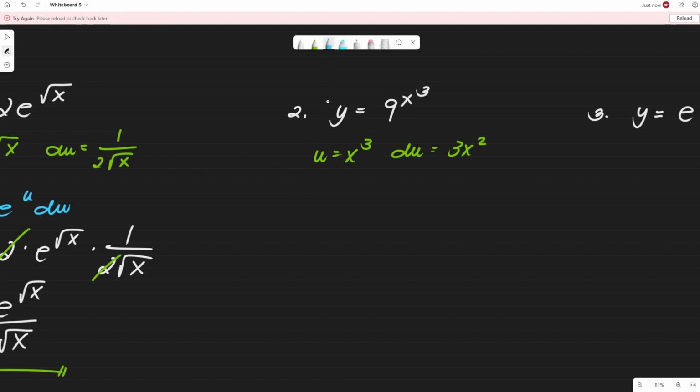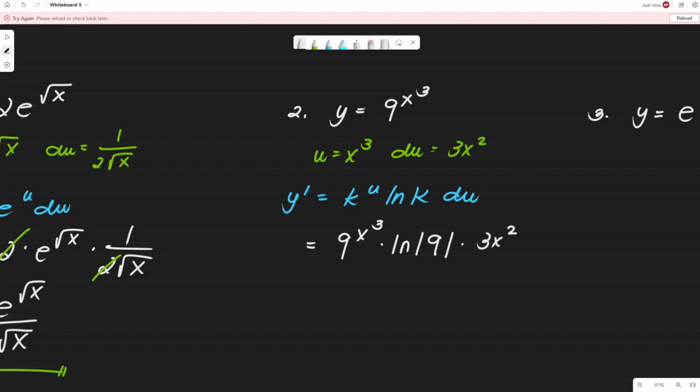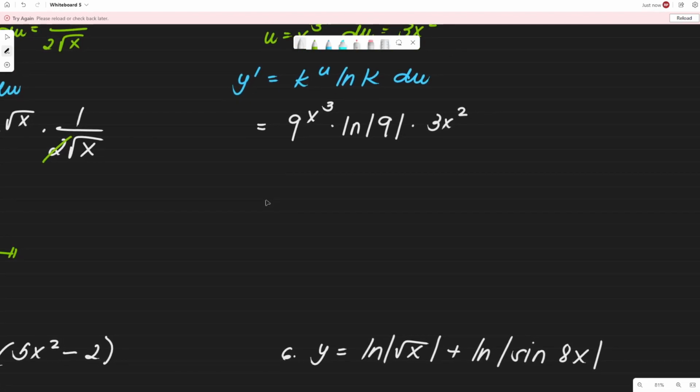So we have y prime is equal to k^u ln k du, di ba? So we'll have 9 raised to x cubed times ln 9 times 3x squared, di ba? Then simplifying this one, you need the calculator for this. Wait lang.